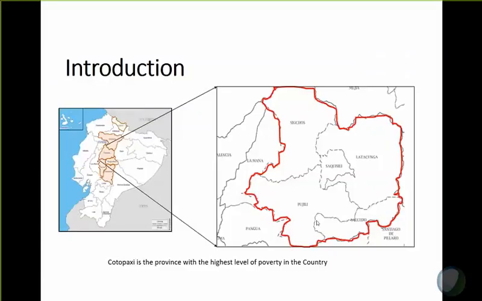On the left side of the slide, you can see that Cotopaxi is in the middle of the country, and we are working in 5 places inside of it. It is because Cotopaxi is one of the provinces with the lowest production in the country, and also the poorest one. Can we continue?